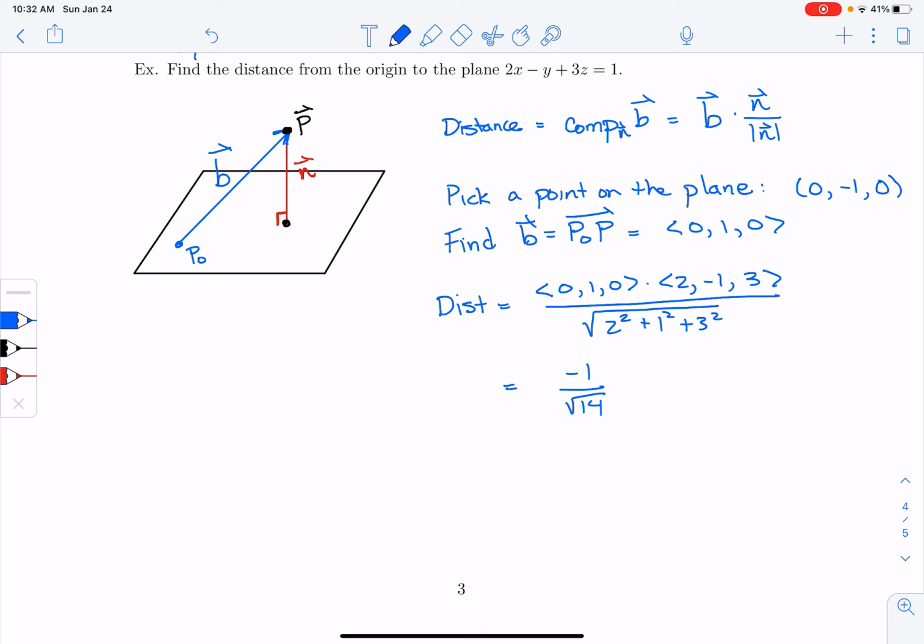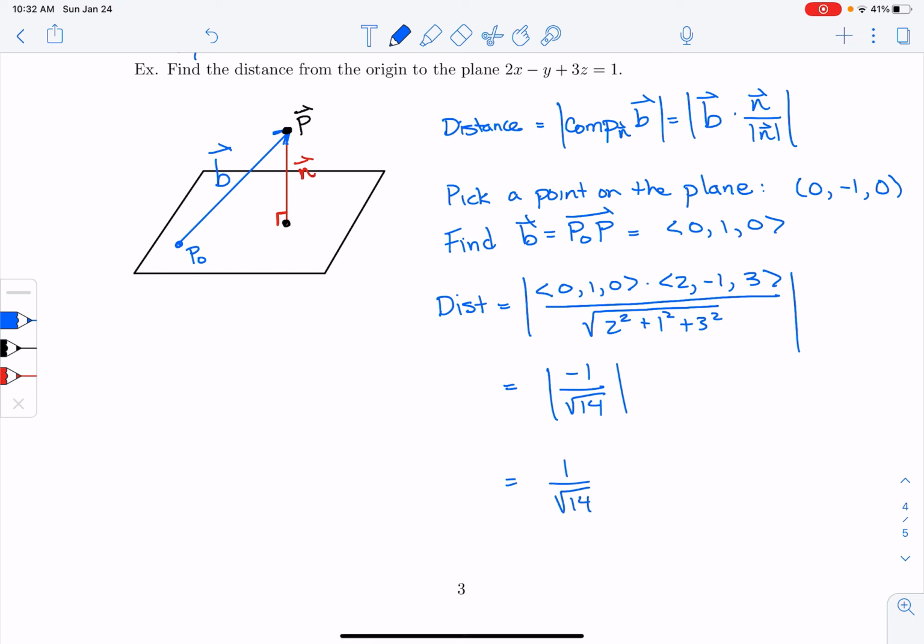So one thing that we did figure out here is that this distance obviously can't be negative, so we need to look at the absolute value. So I'm going to take the absolute value here. And so it's in fact 1 over the square root of 14.